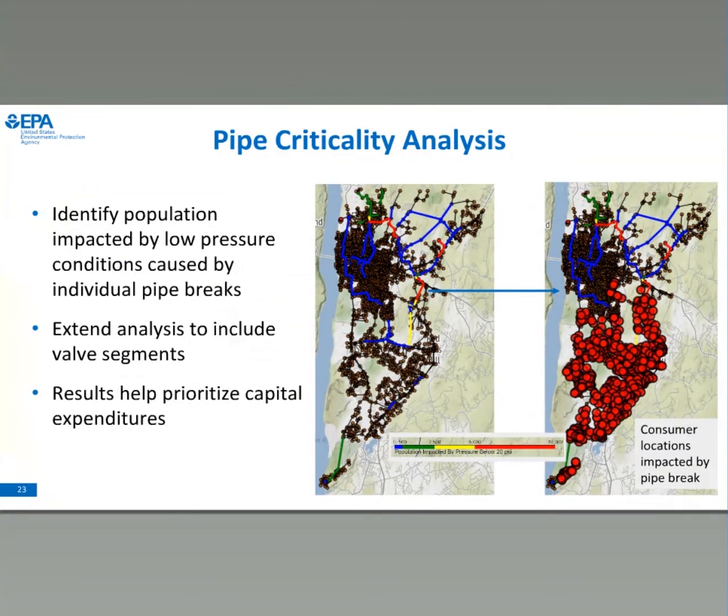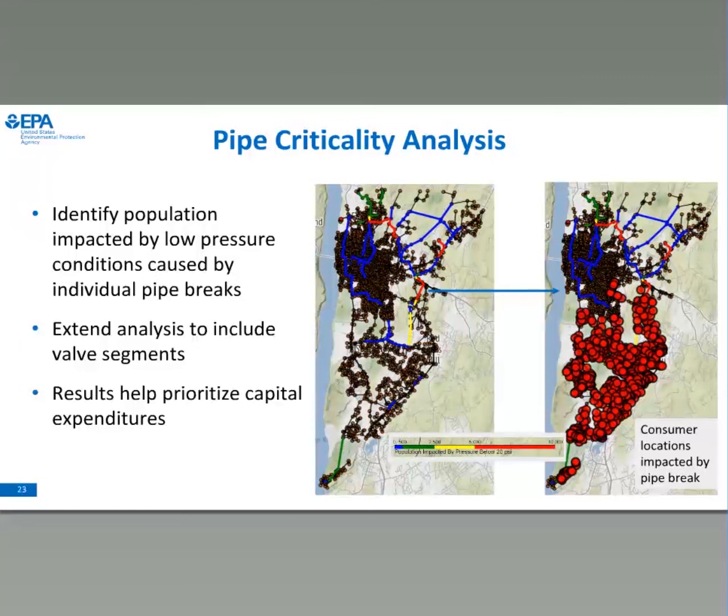In terms of pipe criticality analysis, this is one that we've recently done with a utility in Region 2 of EPA, located in New York State. This is looking at pipe criticality in terms of pipe breaks of 12 inches or more. We were able to identify populations that were impacted by low pressure conditions. We're also extending this analysis to include valve segments, so it lets us know which valve segments are critical to maintain, as the affected segment would grow if a certain valve was not operational.